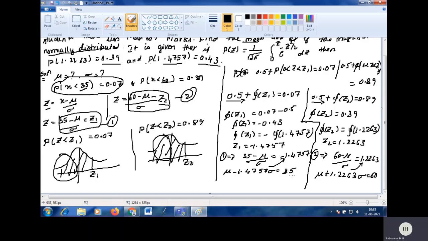Now solve these two simultaneous equations with two unknowns. You will get mu as 48.65 and sigma, the standard deviation, as 9.25. This is the way we can find mu and sigma for the given data.